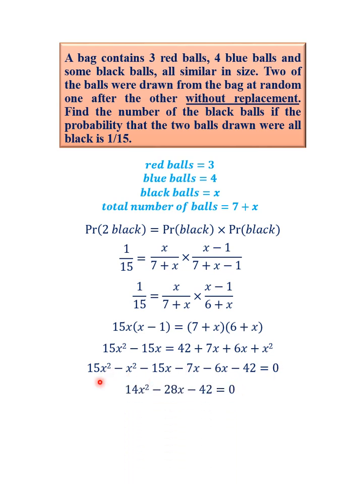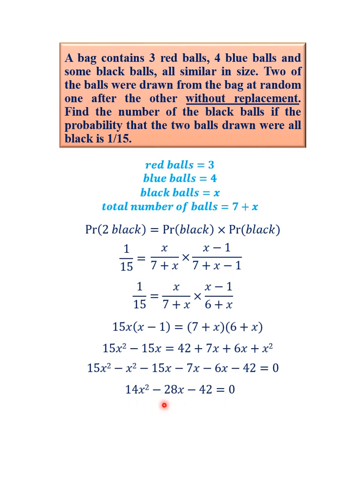Let's solve further. 15x squared minus x squared gives us 14x squared. Minus 15x minus 7x minus 6x all together gives us minus 28x. It's just like saying 15 plus 7 plus 6 is 28, but all are negative, so it becomes minus 28x. Minus 42 equal to 0.